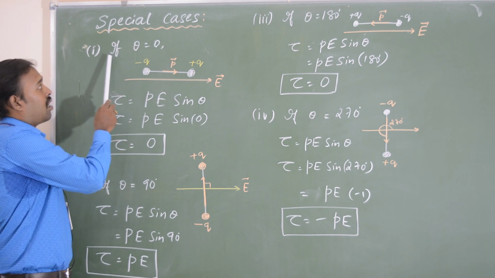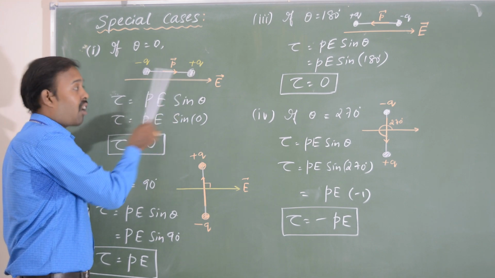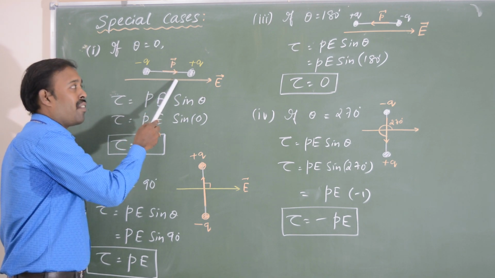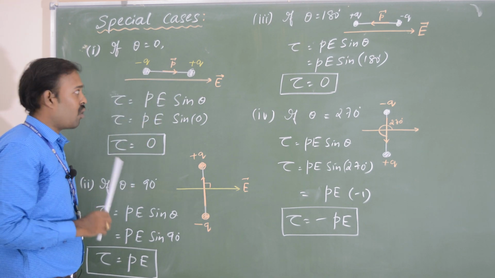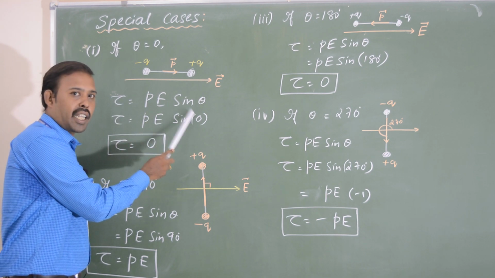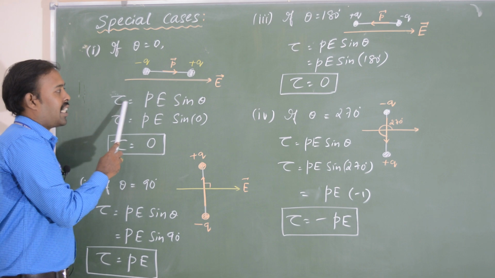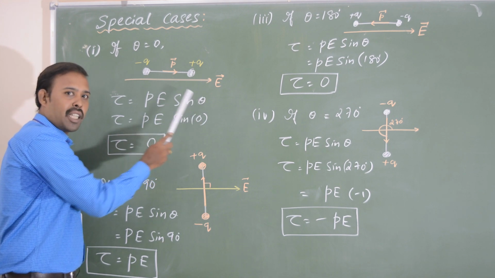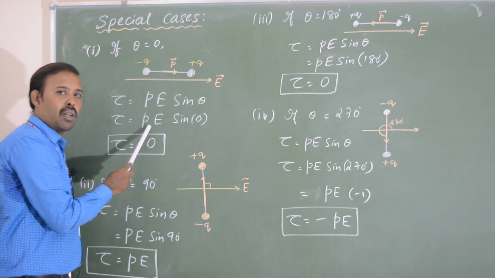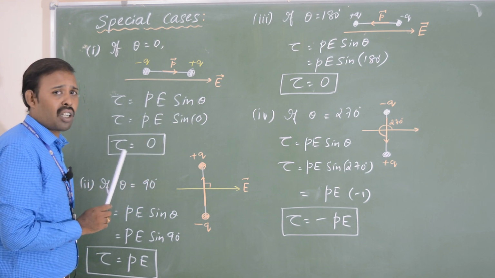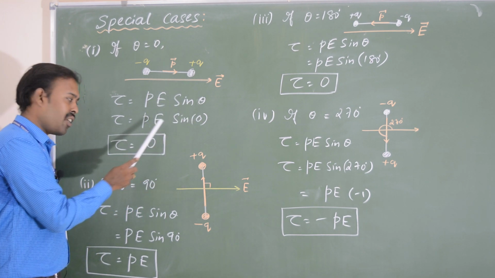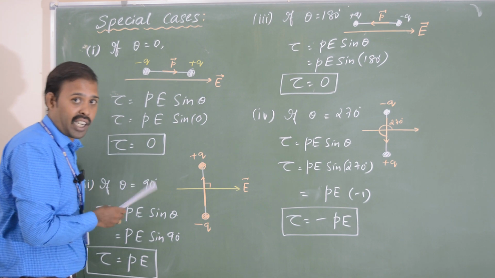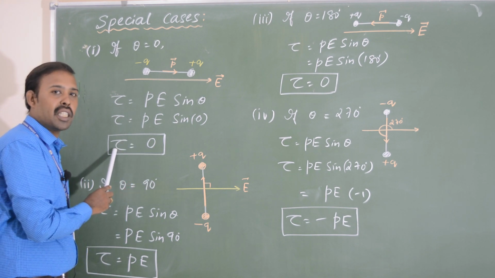So I repeat. Now I am placing a dipole along the direction of electric field. If I place it like that, what is the angle between these two? The angle between these two is 0. So substitute in the expression of torque experienced by the dipole. Torque is equal to PE sin theta. We know this. Now what is theta? 0. Substitute here in the place of theta. This becomes tau is equal to PE sin 0. Sin 0 is 0, and 0 into anything is again 0. The torque experienced by the dipole, if it is placed along the direction of electric field, is 0. It will not experience any torque.